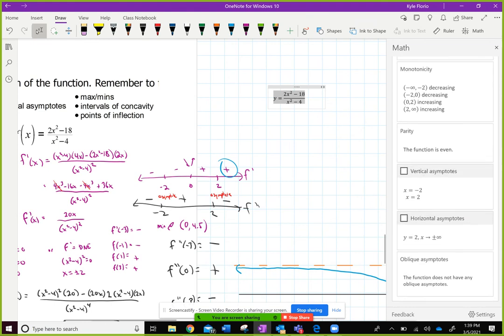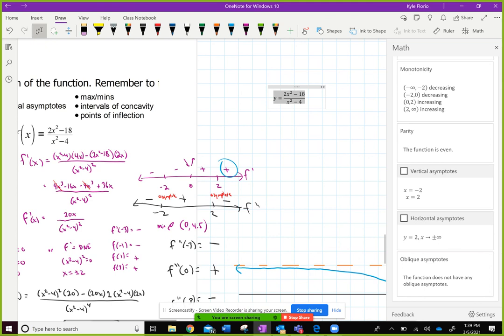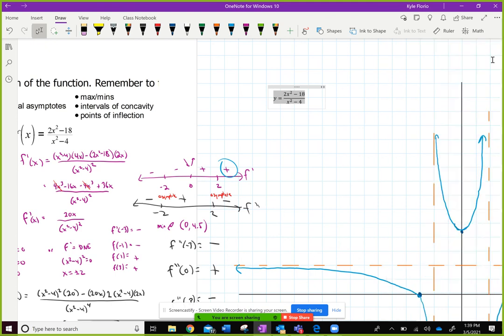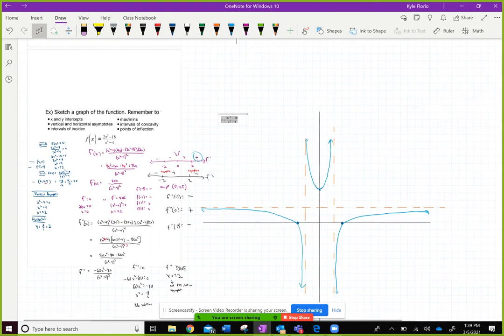Vertical asymptotes, 2 and -2. Horizontal asymptote at y equals 2 as x goes to plus or minus infinity. Look at us. And how great is that? We could have just not done any of this and had that tell us everything, huh? That wouldn't have been as fun. We're not psychos. Okay, so that's it.